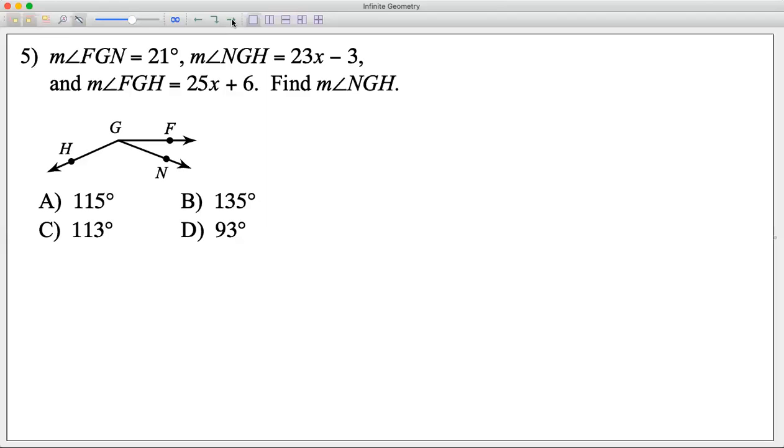Okay? Worse, guess what it's asking you? It's not asking you what x is. It's asking you what a specific angle is. So I got to find NGH. NGH is N, G is this one right here. So the steps are, I got to solve for x and then plug it into the angle.